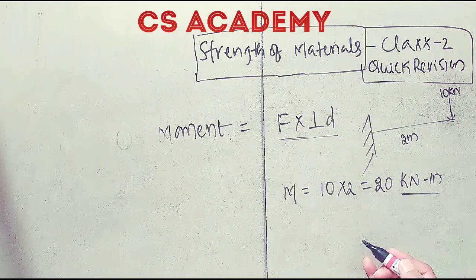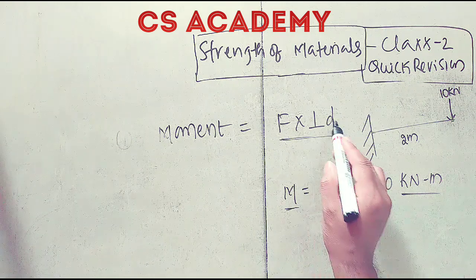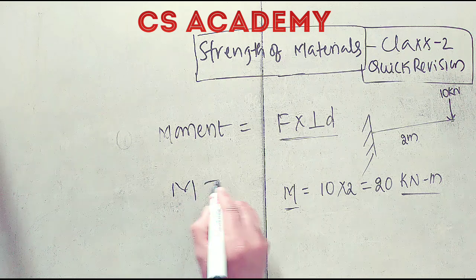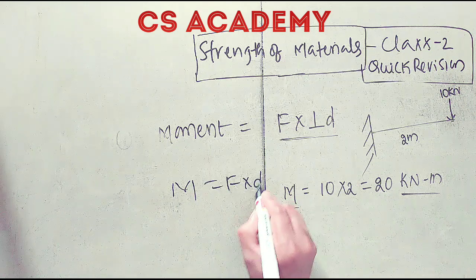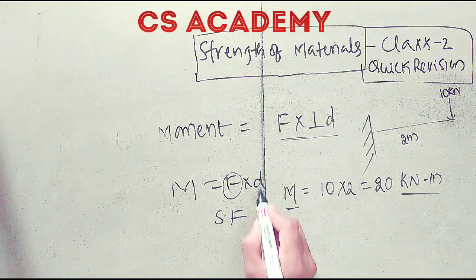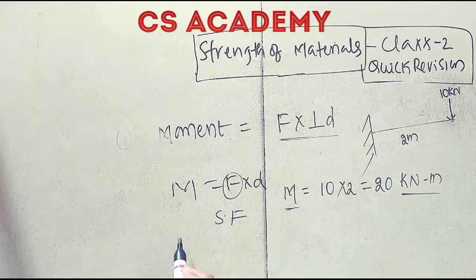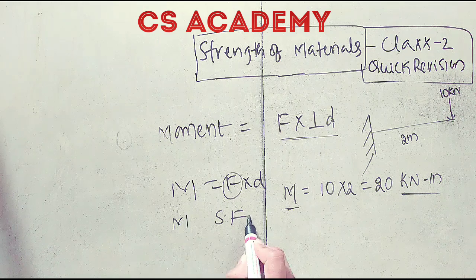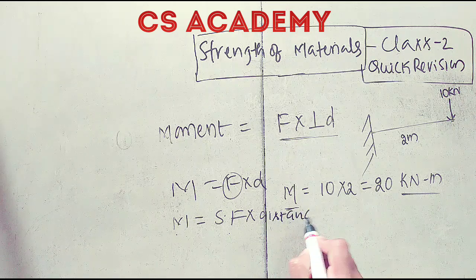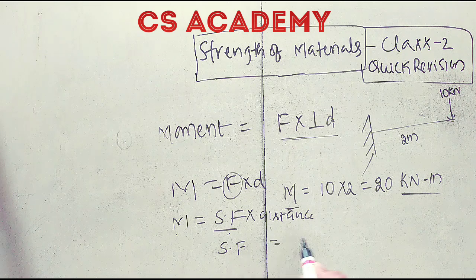That is what it represents: moment equals force into perpendicular distance. Finally, what did you understand? Moment is equal to force into perpendicular distance. That force is the shear force, and this distance is the perpendicular distance. So moment is equal to shear force into distance. How can you write the shear force? Shear force is equal to moment by distance.